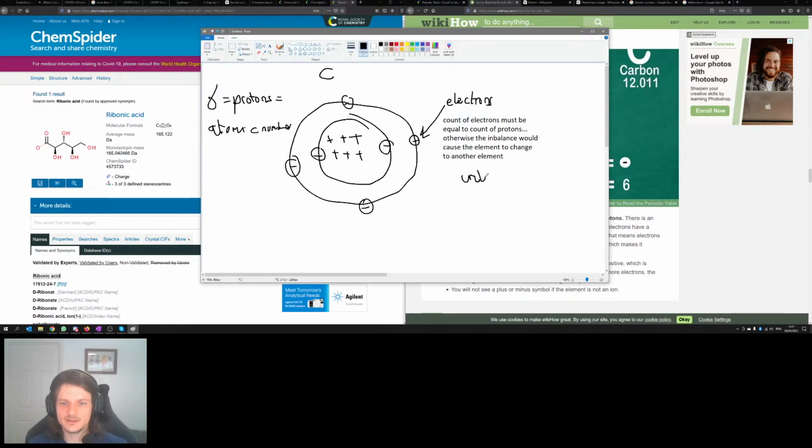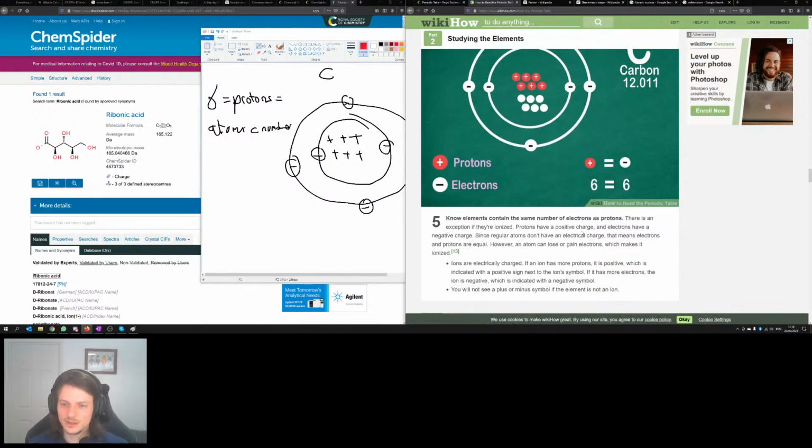Unless ionized. Cool. Protons have a positive charge and electrons have a negative charge. Since regular atoms don't have an electrical charge, that means electrons and protons are equal. However, an atom can lose or gain electrons, which makes it ionized.